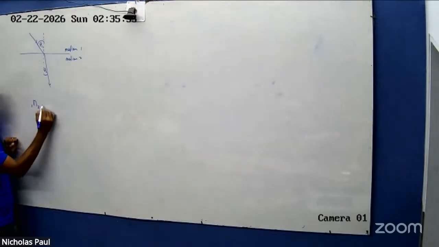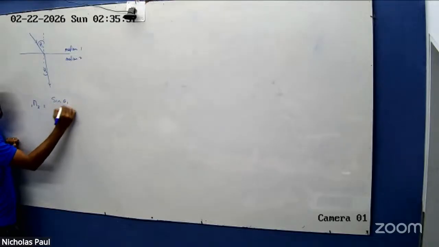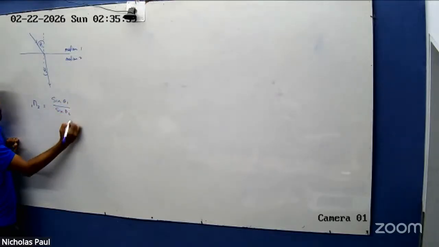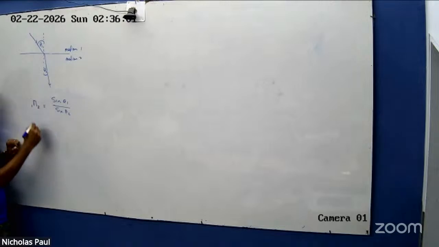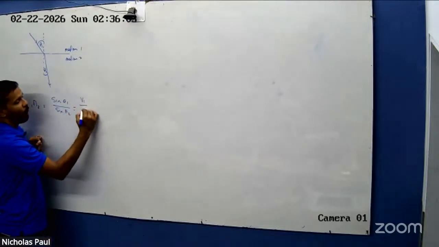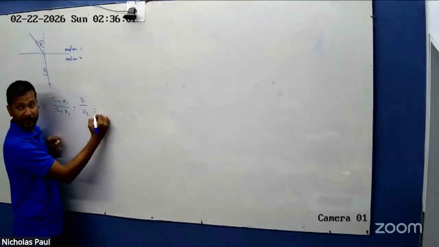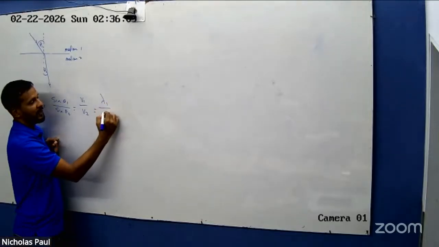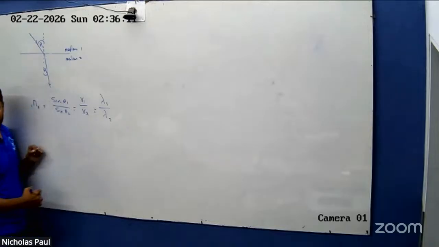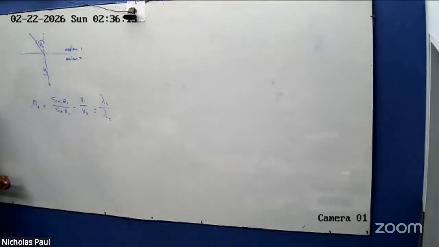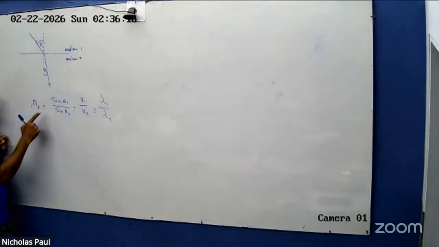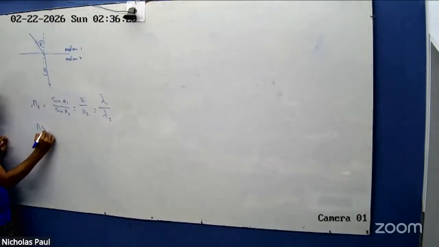And the formula is sine theta 1 over sine theta 2, or the speed changing, right? Speed in medium 1 over speed in medium 2. What else is changing? The wavelength. So wavelength in medium 1 over wavelength in medium 2. That's okay? Right. This version here could also be written like this.